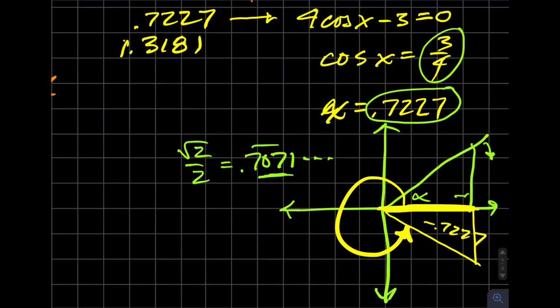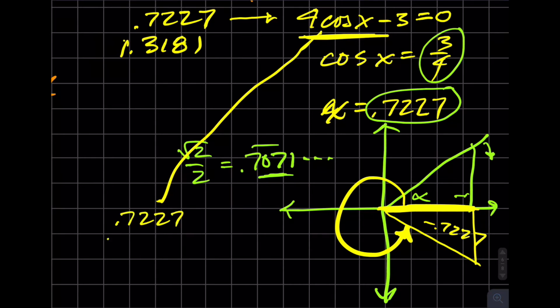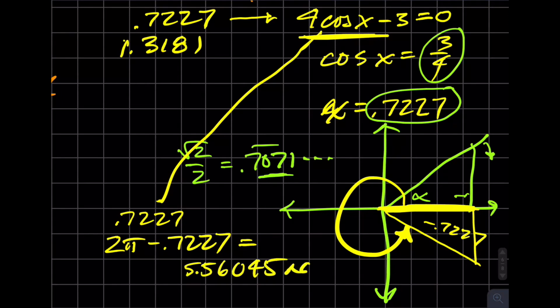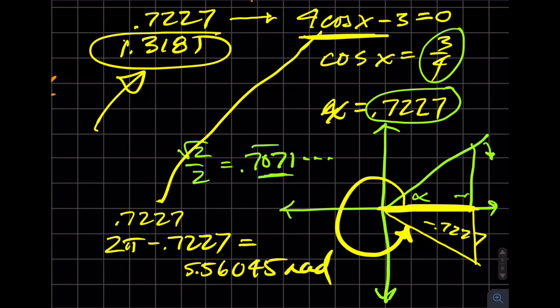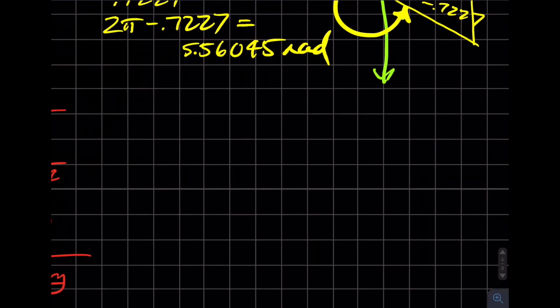So really my angle measure coming from this side can either be 0.7227 or it's going to be 2 pi minus 0.7227, which is equal to 5.56045 radians. The same thing is happening with this guy over here. There are two possible angles that will give us that. And that came from 1.3181. Well, where's that located?